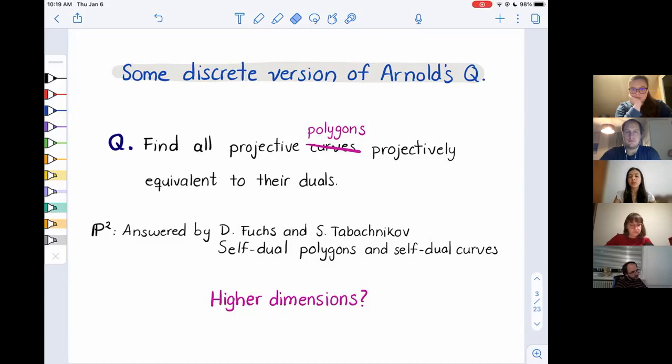Then the natural question is, okay, how can we take this to the next step? For instance, can I say something more apart from just 2 dimensions? So that's the question that I'll be working on today.